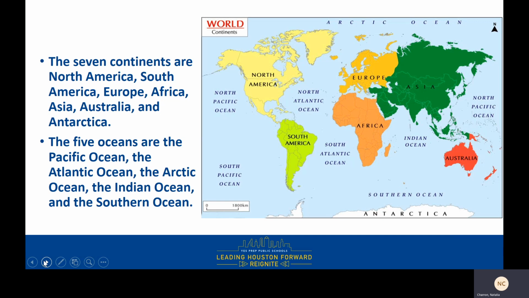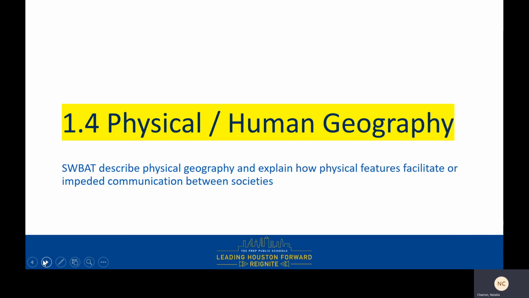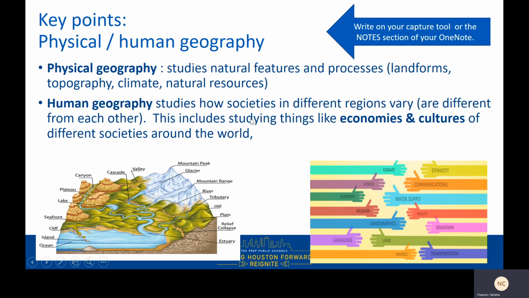So again, 7 continents, some oceans, here they are labeled. Physical and human geography. Like we said a minute ago, physical geography studies natural features and processes, landforms, topography, climate, natural resources. Human geography studies how societies in different regions vary or are different from each other. This includes studying things like economies and cultures. And culture can include all kinds of things, like religion, like food, like language, that sort of thing.